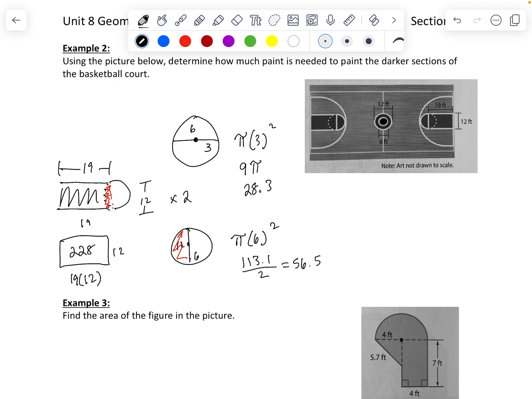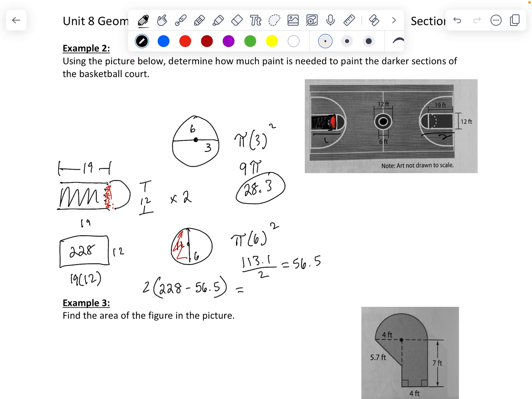All right. So now the fun part. We have 2 of each of these. So we need to calculate these 2 areas, which is going to be 228 minus 56.5. That 56.5 is this part that we don't want, and that 228 is the rest of the shape, but we have 2 of those, right? 1, 2. So we're going to take this times 2. That'll give us the area of the free throw lines. And then we just need to add it to our 28.3.